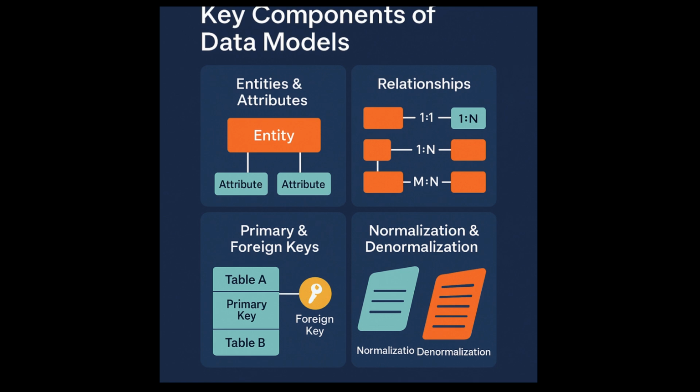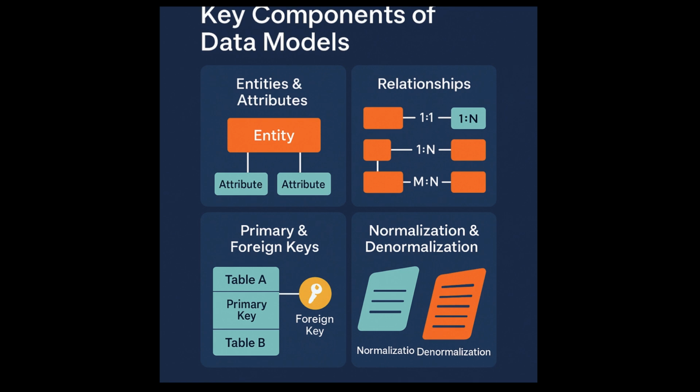3. Primary and foreign keys. A primary key uniquely identifies each record in a table. It ensures that there are no duplicates. A foreign key is a field in one table that links to the primary key in another. It helps maintain referential integrity between tables and defines relationships.